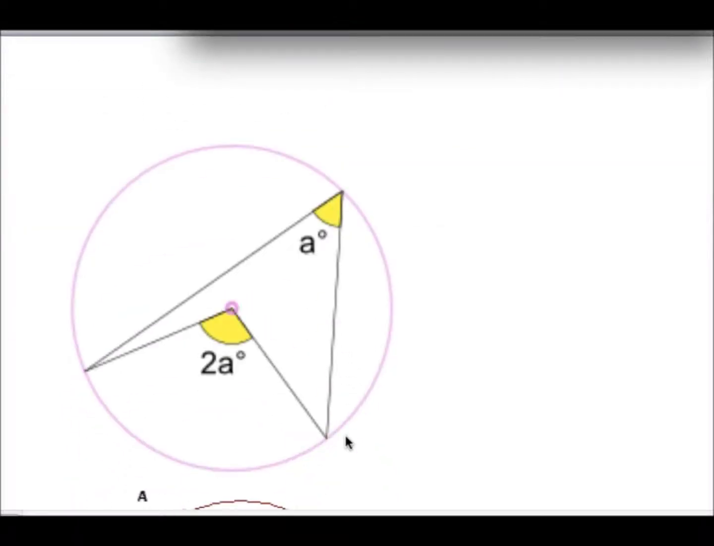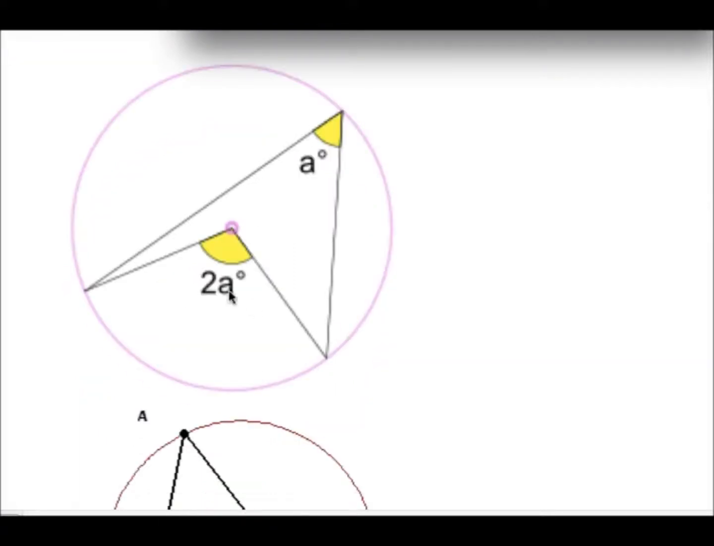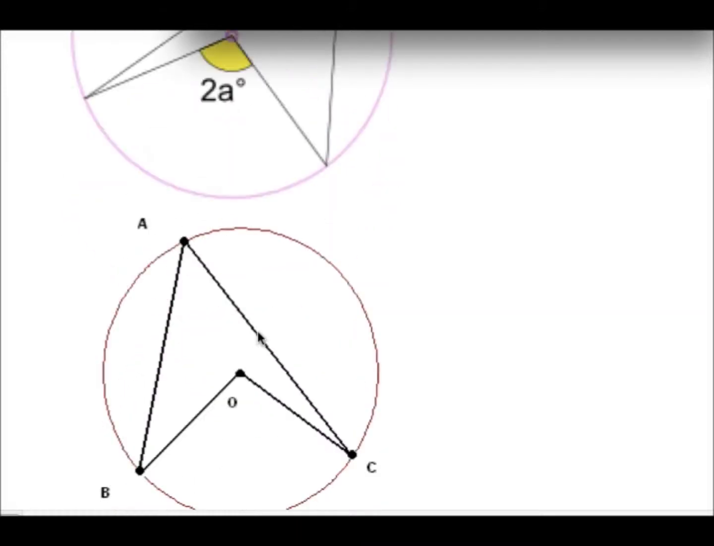In this one, the inscribed angle has a central angle and two chords. It also has these two angles that show that they are congruent, 2A and A.